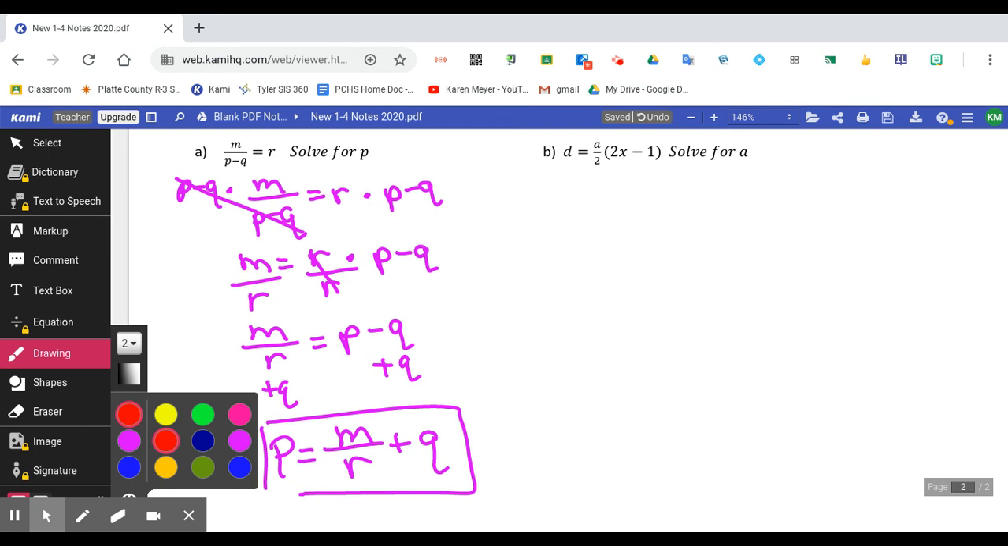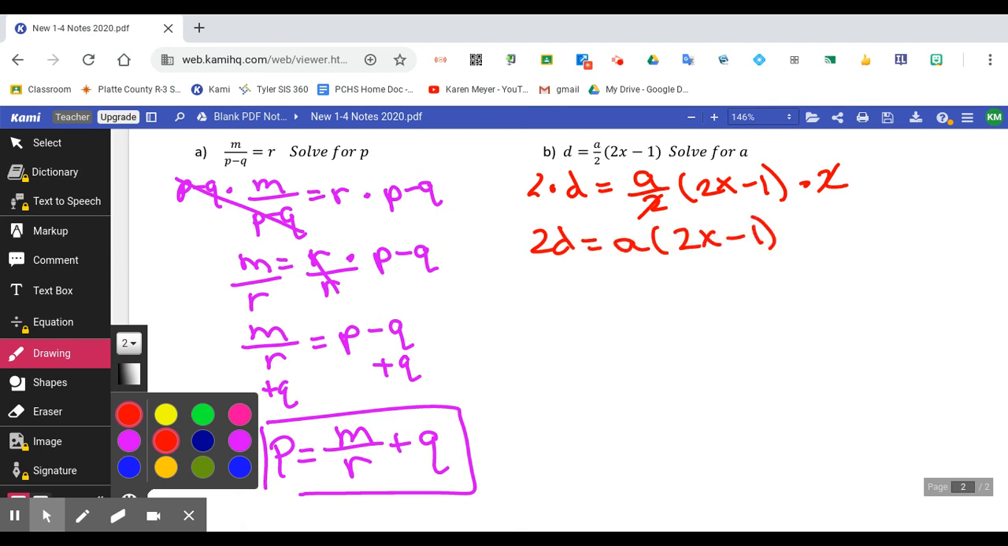Okay, on the last problem, once again, I see a fraction. So if you see a fraction, you got to multiply both sides by the denominator. So I'm going to start off by multiplying each side by 2. So I get 2D equals A parentheses 2x minus 1. Remember, no distributive property. So instead of multiplying, think what's the opposite? And that is division. So divide both sides by A. So 2D over A equals 2x minus 1.